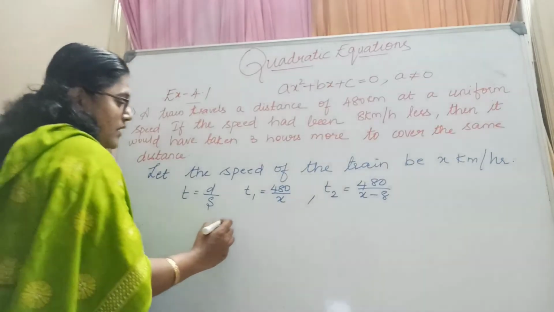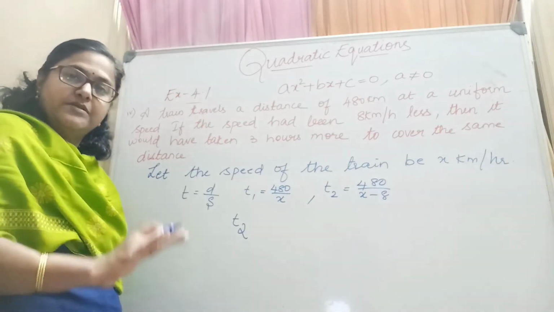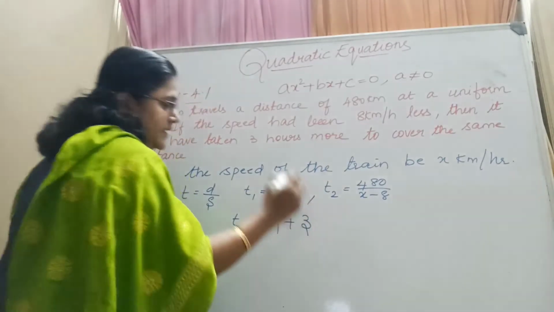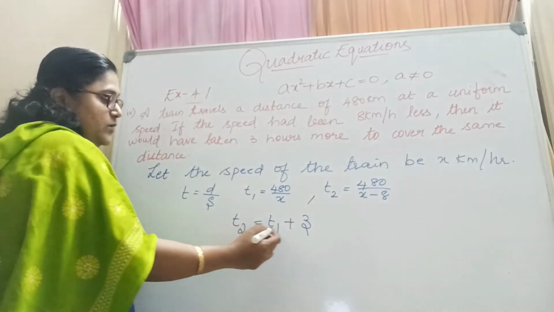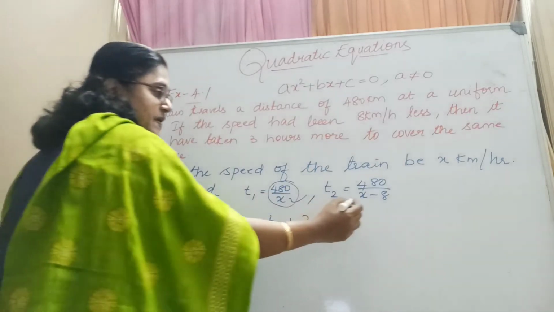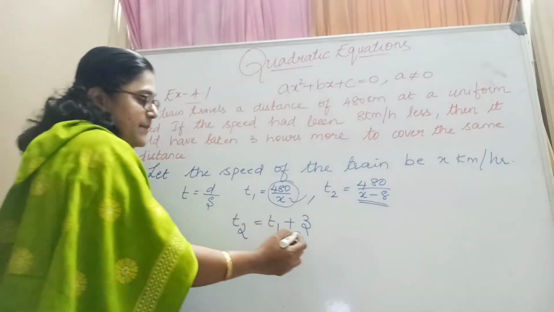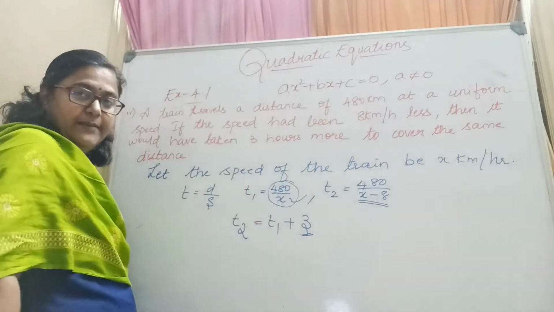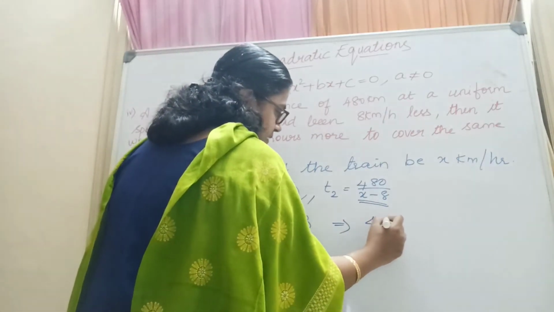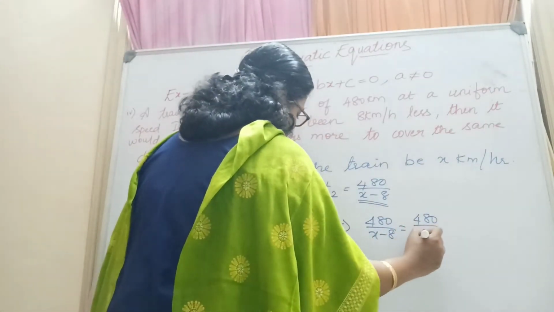Okay. Now, when the speed becomes slow, the time taken is more, that is, it takes 3 hours more than the original time, right? So, that is why t2 is equal to t1 plus 3. This is the original time taken when the speed is x. When the speed is x minus 8, that is, it becomes 8 km per hour less, what happens? It takes 3 hours more than the original time, okay? So, in terms of x, I will write this as 480 by x minus 8 is equal to 480 by x plus 3.